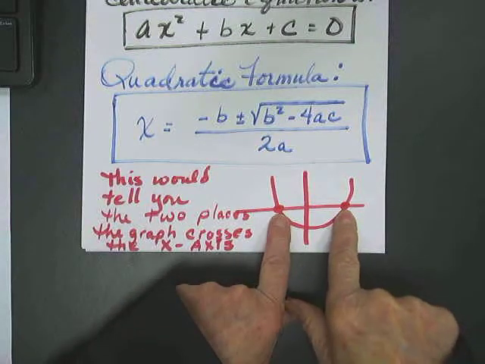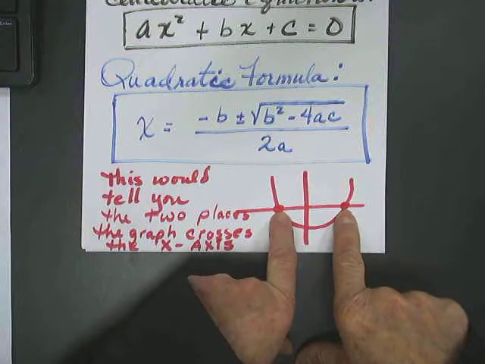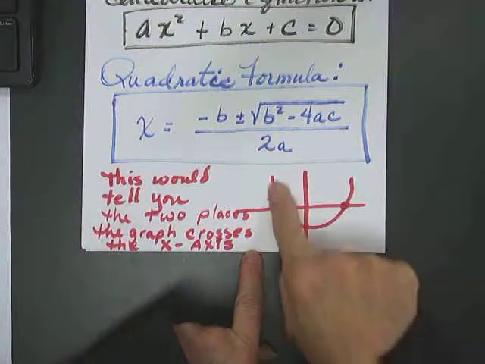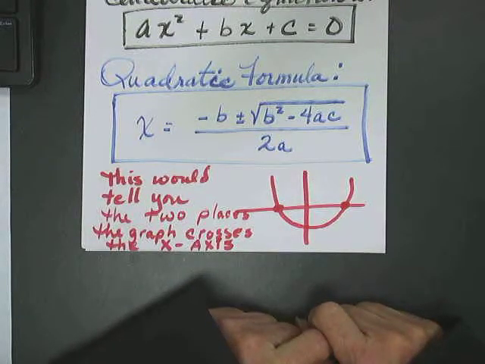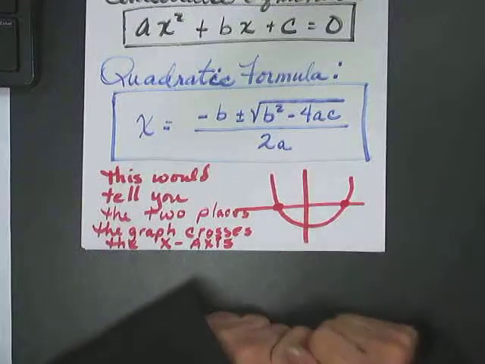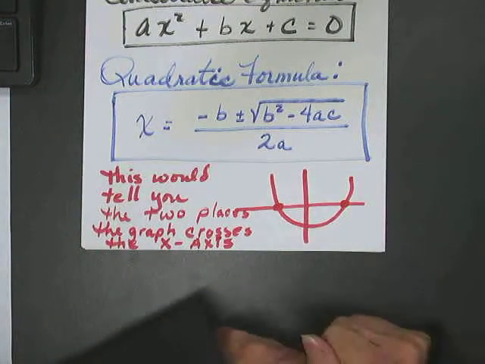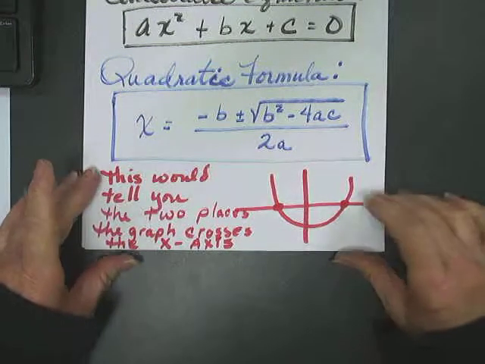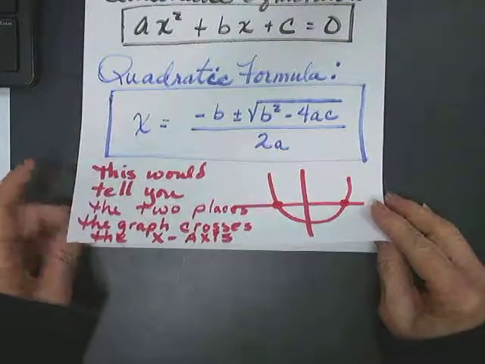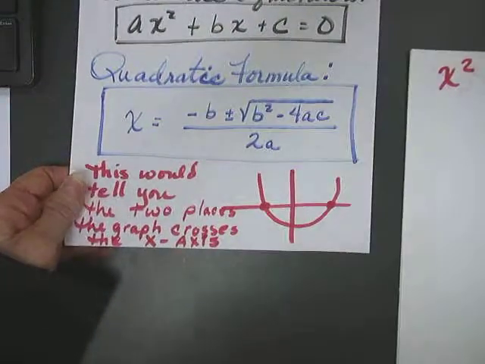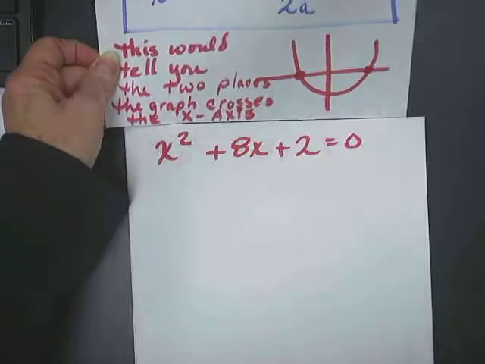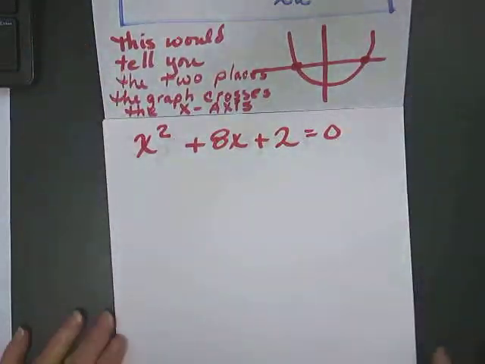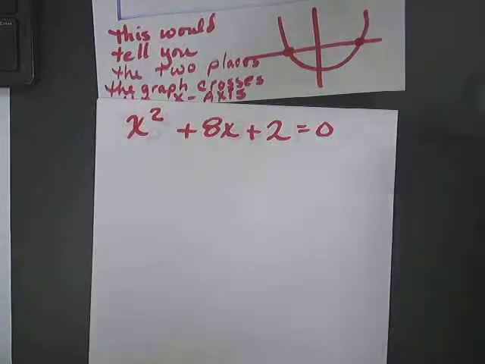These two answers will be the two places that your graph crosses the x-axis. That's what this gives you. When you solve for x, that's what it's giving you. Okay, so let's try this.